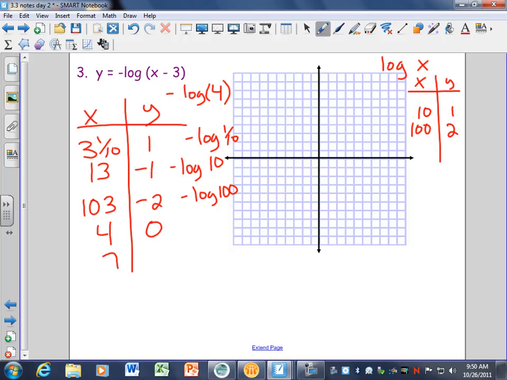It's going to be an ugly decimal. Did you get an ugly decimal? Yes. I want to know that decimal. -0.602059. So we're graphing that. I don't really need all those decimals, right? Negative log of 4 is like negative 0.6.